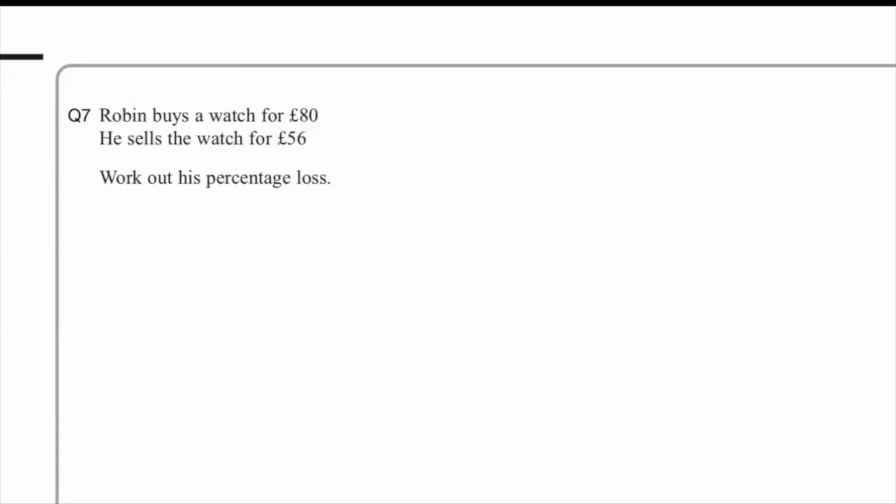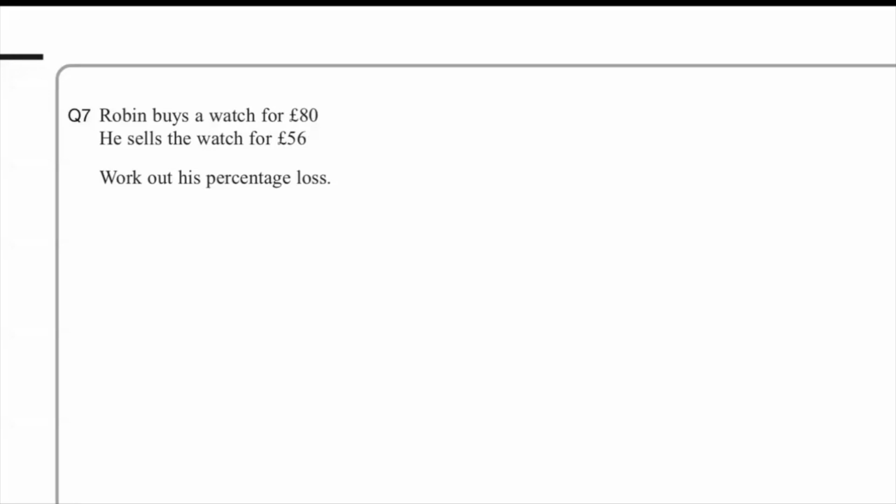Right, question 7. Robin buys a watch for 80. He sells the watch for 56, and we have to work out his percentage loss. Percentages. If we have to write an answer as a percentage, it will start its life first as a fraction. So we will be setting up a fraction, which we will then turn into a percentage. So he's bought the watch for 80 and he sells it for 56, and it's all about the loss.